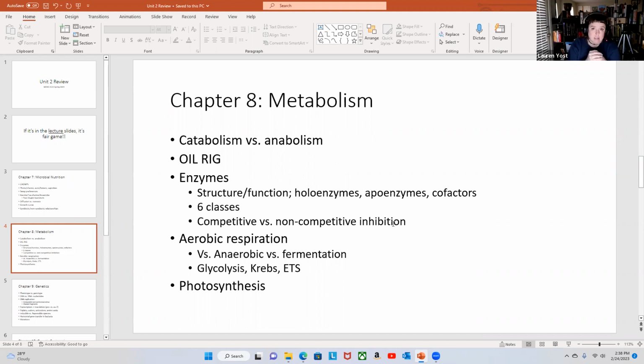Each pyruvic acid will be turned into a molecule called acetyl-CoA. Don't care about how that happens, but just know that it does. Acetyl-CoA, the CoA stands for coenzyme A. Acetyl coenzyme A will go through the Krebs cycle. You have to make that before you can go through the Krebs cycle. The first step is to get it turned into citric acid. You don't need to know that, but that's why it's called the citric acid cycle as well.